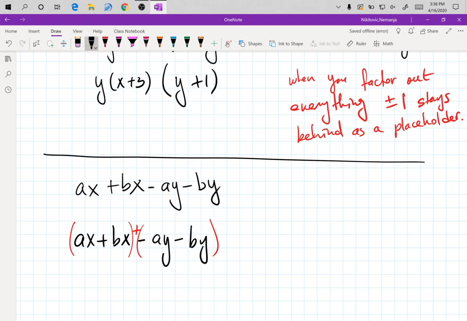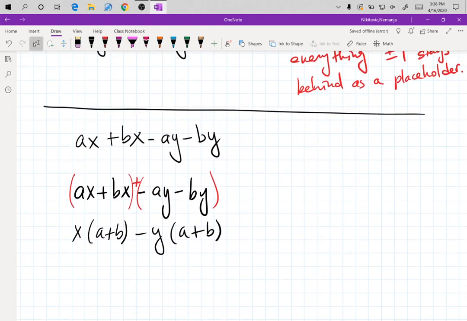What's common in the first? X. Kick it out. We're left with a plus b as a leftover. What's common for both is negative y, and you're left with a plus b. When you take a negative out, both of the numbers become positive, and you took y's out, so a plus b stays. And now you have a plus b common, and x minus y as a leftover in parentheses. So we actually had 2 separate factorings in this case. And yeah, that's it. That's factoring by grouping.